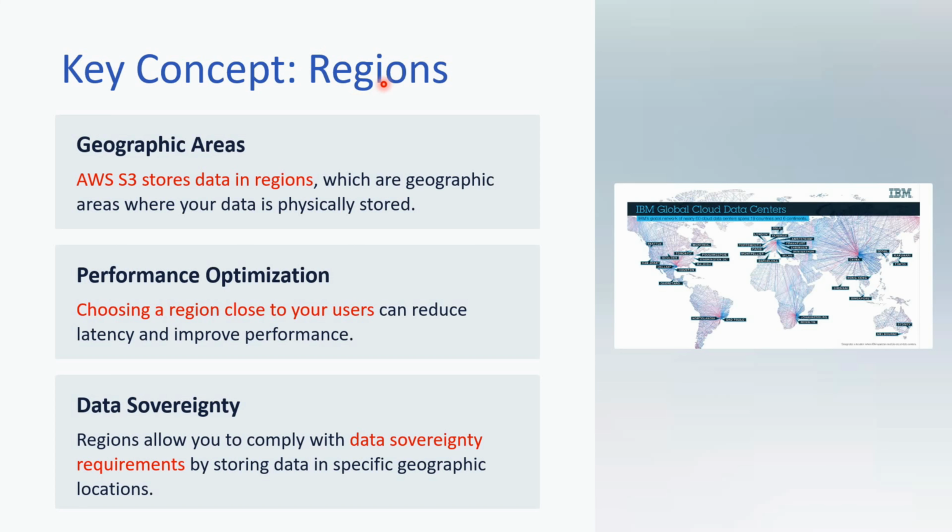What are regions? AWS S3 stores data in regions. Regions are geographic areas where your data is physically stored. Choosing a region close to your users can reduce latency and improve performance. Regions allow you to comply with data sovereignty requirements by storing data in specific geographic locations.